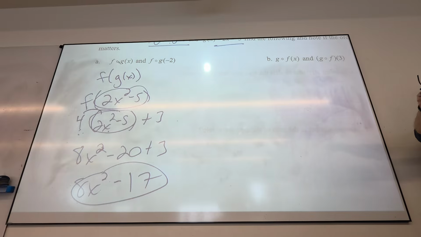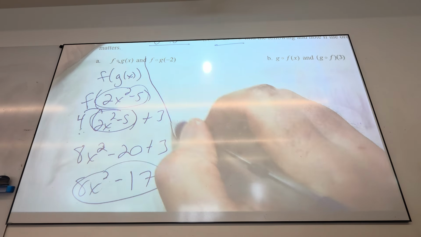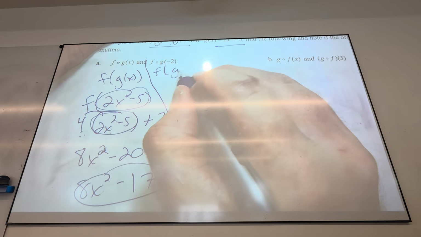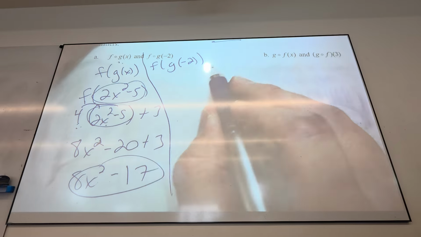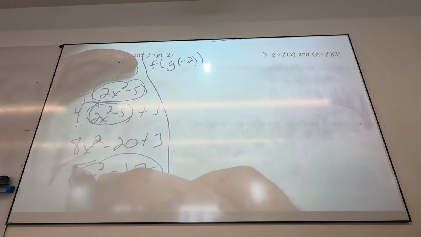Yes? Now let me show you this. We have a function now. So this is asking what is f of g of negative 2, but you see how I can do this? I can just plug this in there. What function is this?